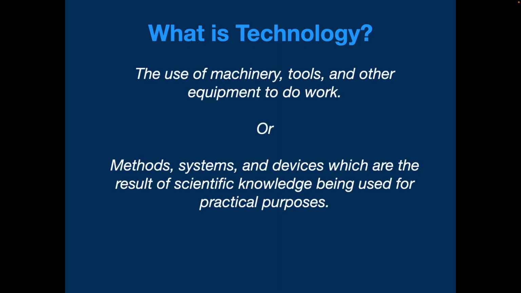And I got some other thinking prompt questions, like what is technology? Because sometimes I think people think, rightfully or wrongfully, it's not for me to say, that it's all digital. It's not. It's just the use of a machine or tool to do work. And these are two definitions I got, one from Britannica, the other from dictionary.com. The second one being methods, systems, and devices which are the result of scientific knowledge being used for practical purposes.